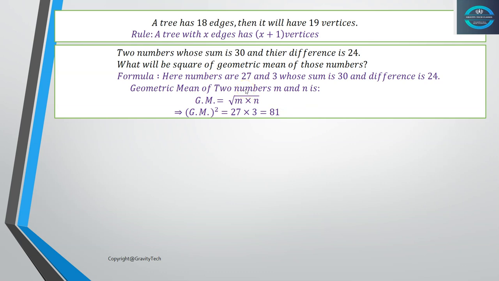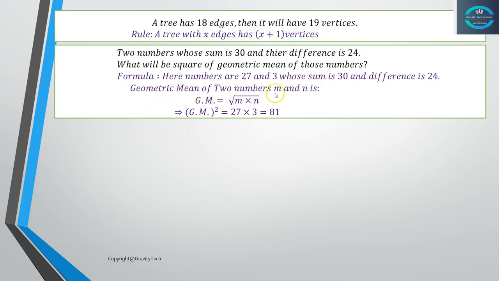So that is something on simultaneous equations, but when 30 and 24 are given, the numbers we get are 27 and 3. 27 plus 3 is 30 and 27 minus 3 is 24. So 27 and 3 are the two numbers which satisfy both of the conditions, sum and difference 24. Now what is the formula we have for the geometric mean?